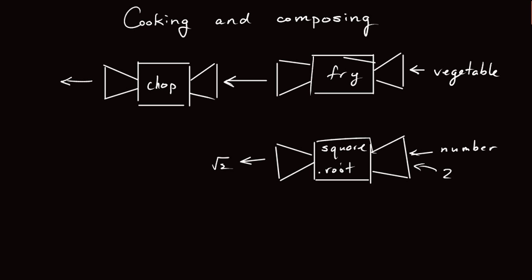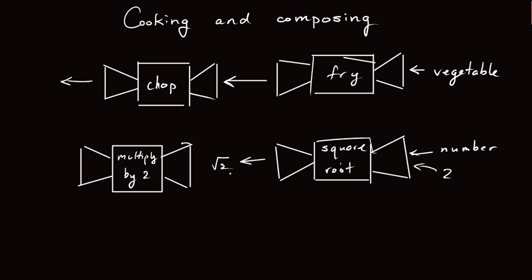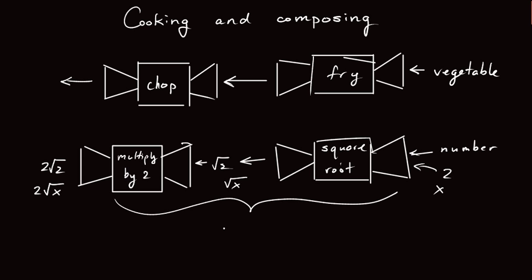But after applying this function to this 2 and getting square root of 2 as the output, we could then throw that square root of 2 into a new function. Maybe it's multiply by 2. What would this do to the square root of 2? It would give you out 2 times the square root of 2. In general, I would have x going to the square root of x. That's what the square root function does. And then if I plug the square root of x into this, I would get 2 times the square root of x. So this composition of two functions we could express as f of x equals 2 times the square root of x.